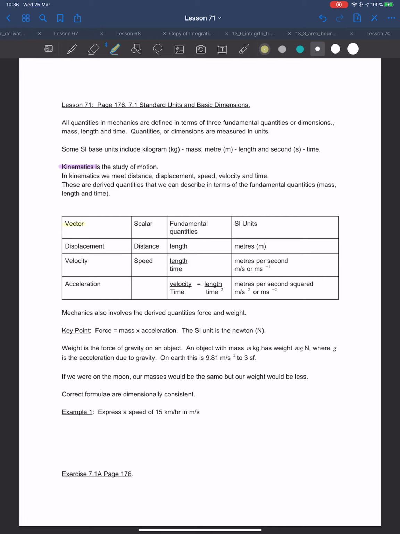So let's have a look at what we've got here. So displacement, the vector displacement, has got a scalar distance. The fundamental quantity is the length, and the unit is the metre.